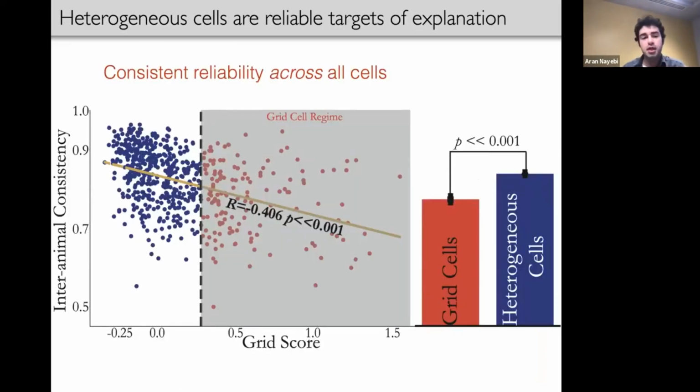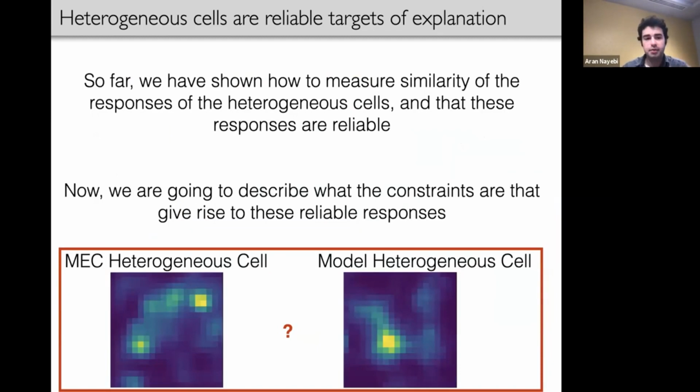And what we see is that when we obtain the right measure of similarity between response patterns in cells across MEC, they're all, relatively speaking, highly reliable. And so therefore, these heterogeneous cells themselves aren't simply noise, but are actually very structured targets of explanation in and of themselves, even if we can't describe them in words.